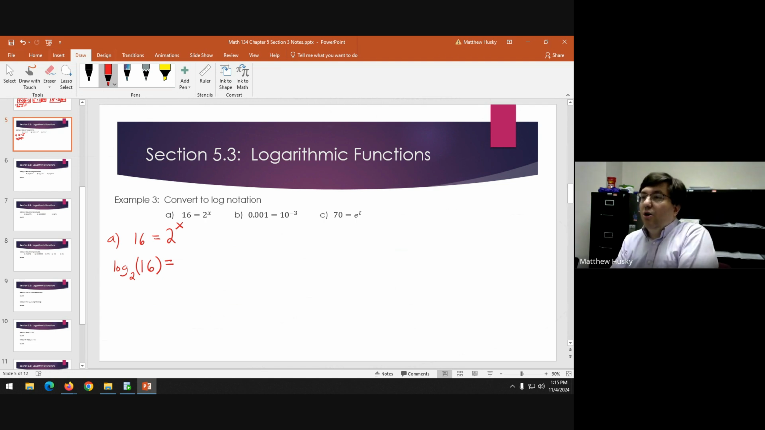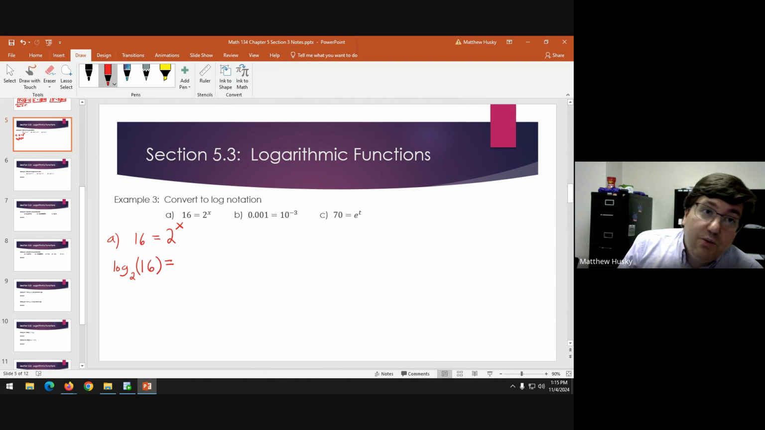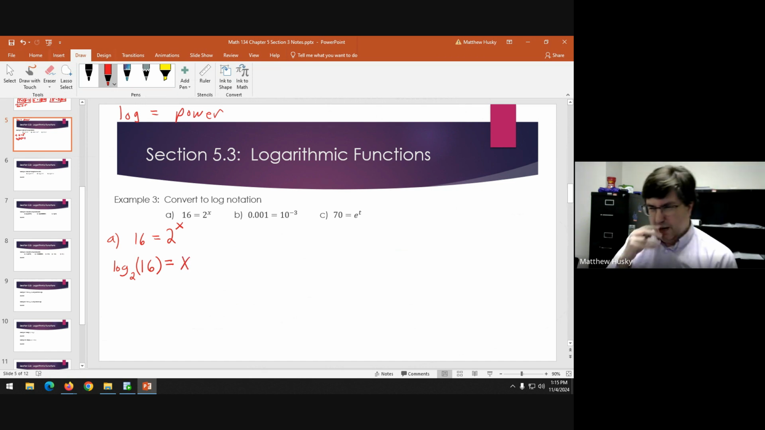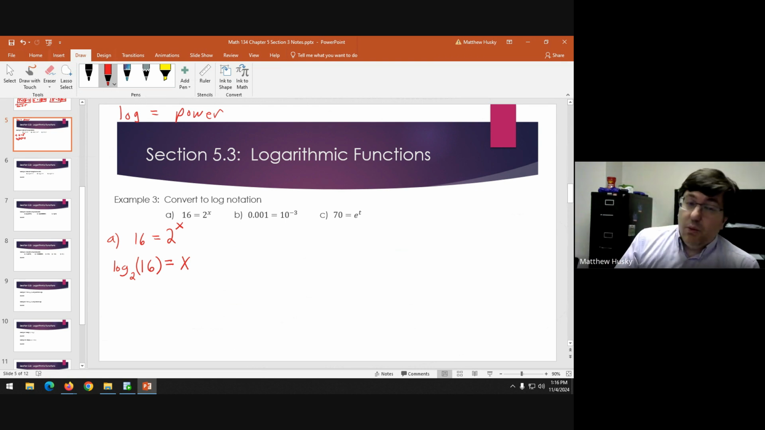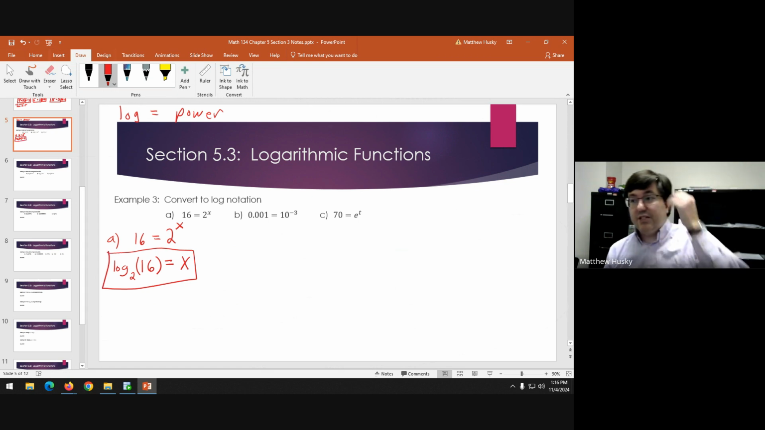And then what logarithms do, logarithms are equal to a power. So a log equals a power. Whatever the log equals, it is the power. So in this case, the power is an x. That would mean log base 2 of 16 would equal x. That is how you would rewrite that in log notation instead of the exponential notation that you're probably more accustomed to using.